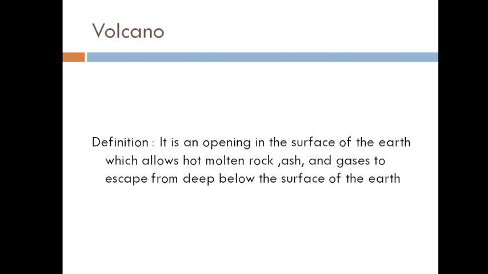Okay, now let's see what is a volcano. Let's see a definition. It is an opening in the surface of the earth which allows hot molten rock, ash and gases to escape from the deep below the surface of the earth. So a volcano is nothing but an opening in the surface of the earth which allows the lava, hot molten rocks, gases and ashes to escape from the surface of the earth.